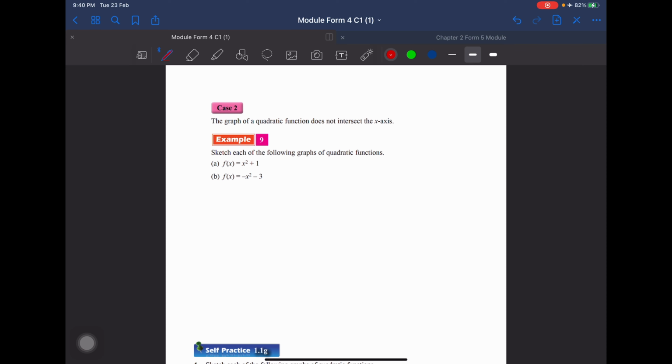Okay, next case. Case number 2. Case number 2 happens when the graph of a quadratic function does not intersect the x-axis. Okay, so macam mana kita nak buat? Don't worry, be happy. Saya tunjuk awak one by one.